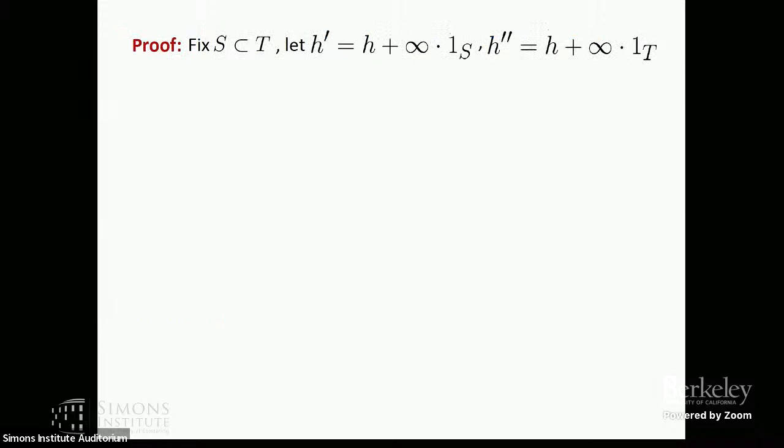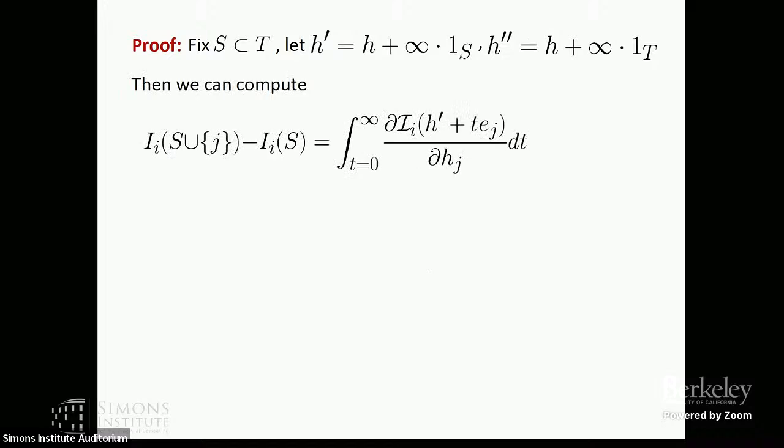And the proof for submodularity is basically the same type of argument. You fix two different sets S and T. You can talk about these modified external fields where I pin everything in S to +infinity. I pin everything in T to +infinity. But what I want to do is prove some type of law of diminishing returns.